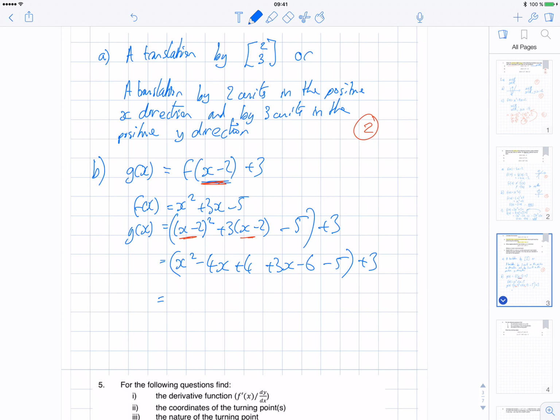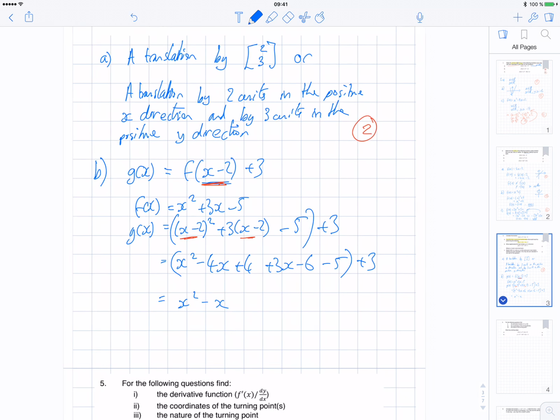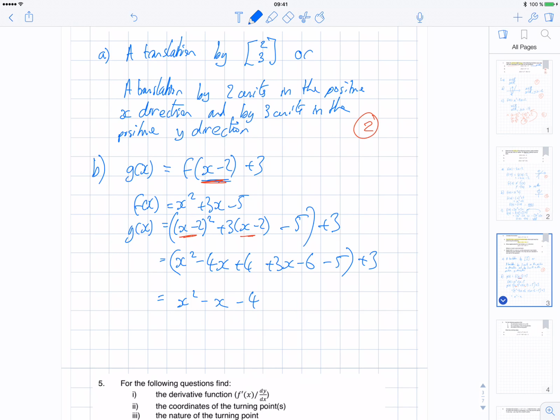Collect like terms, I get x squared minus x, 4 minus 6 is minus 2, minus 2 minus 5 is minus 7, minus 7 add 3 is minus 4.